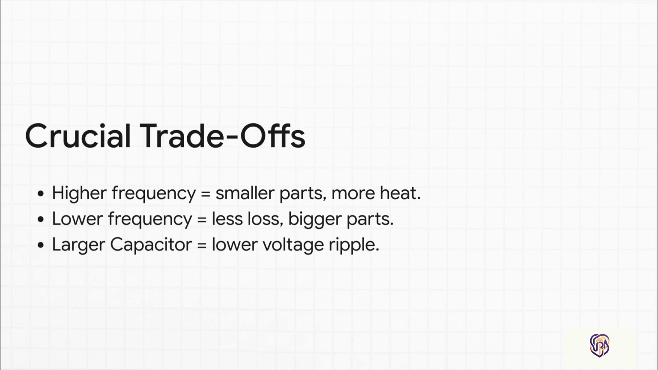If you choose a very high switching frequency, sure, you get to use a physically smaller inductor and capacitor, which saves precious space on your board. But your switch is going to generate a ton more heat from cycling on and off so rapidly. If you go the other route with a lower frequency, your efficiency goes up, but now your components are getting bulky. And if you absolutely must have a tiny voltage ripple for a sensitive load, you're going to be forced to use a physically larger capacitor to absorb it all.